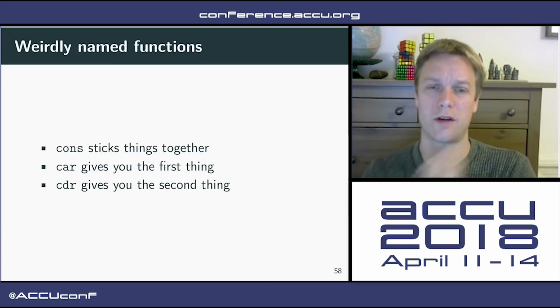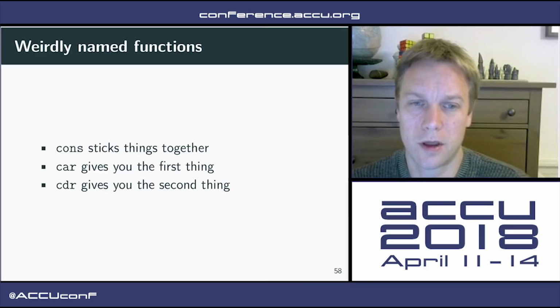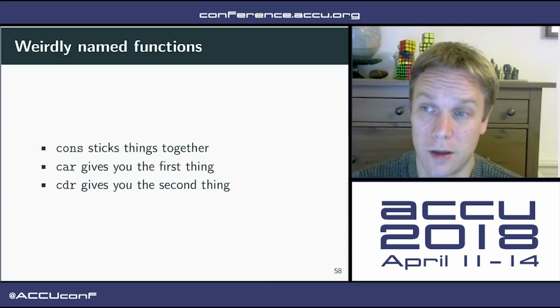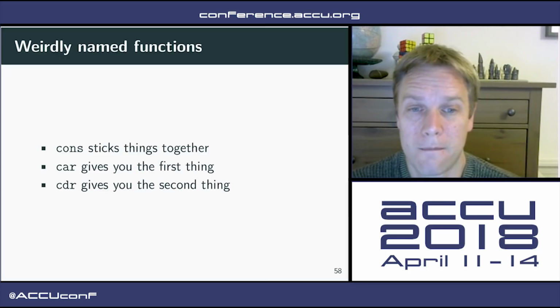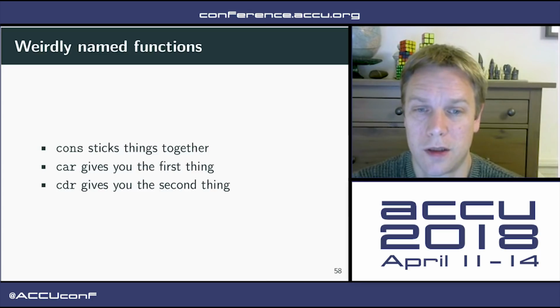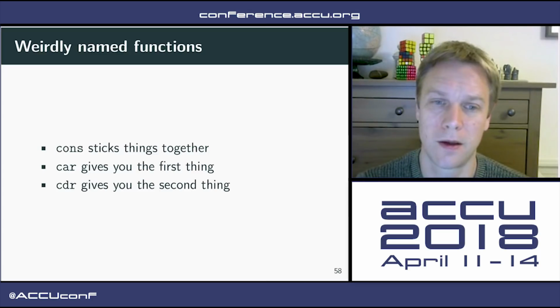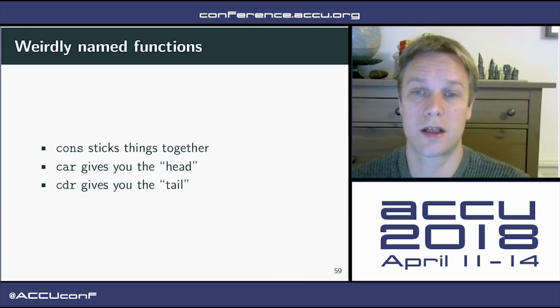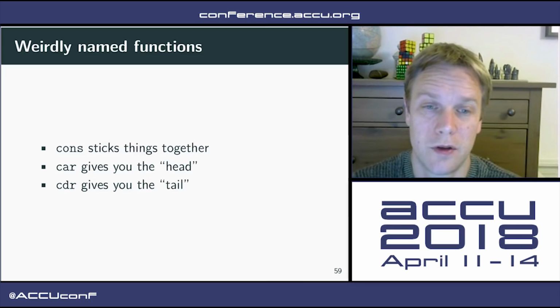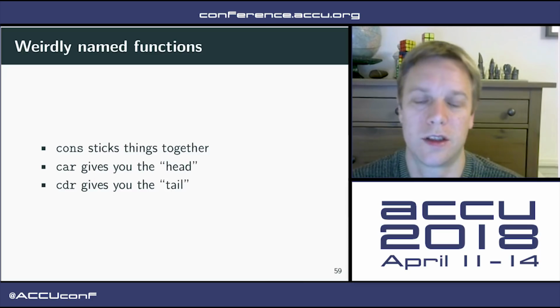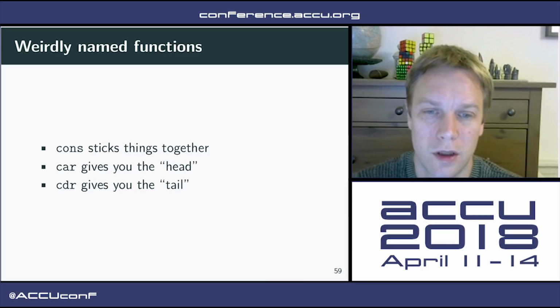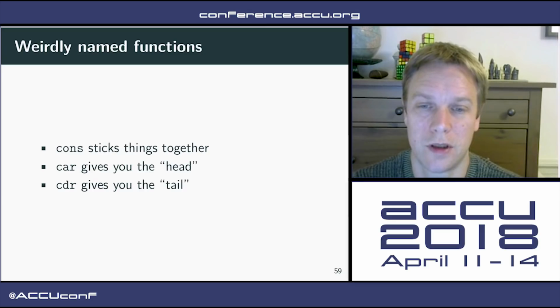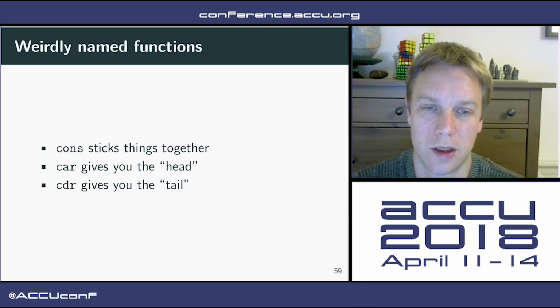So these functions have strange names. Cons sticks things together. Basically it makes pairs. Car gives you the first thing in the pair, and cdr gives you the second thing in the pair. And when we're talking about lists, cons sticks something onto the beginning of the list. If you do cons something and then a list, it sticks something on to the front. Car gives you the head of the list, or the front of the list, the first thing in the list. And cdr gives you the tail, i.e. the rest of the list.